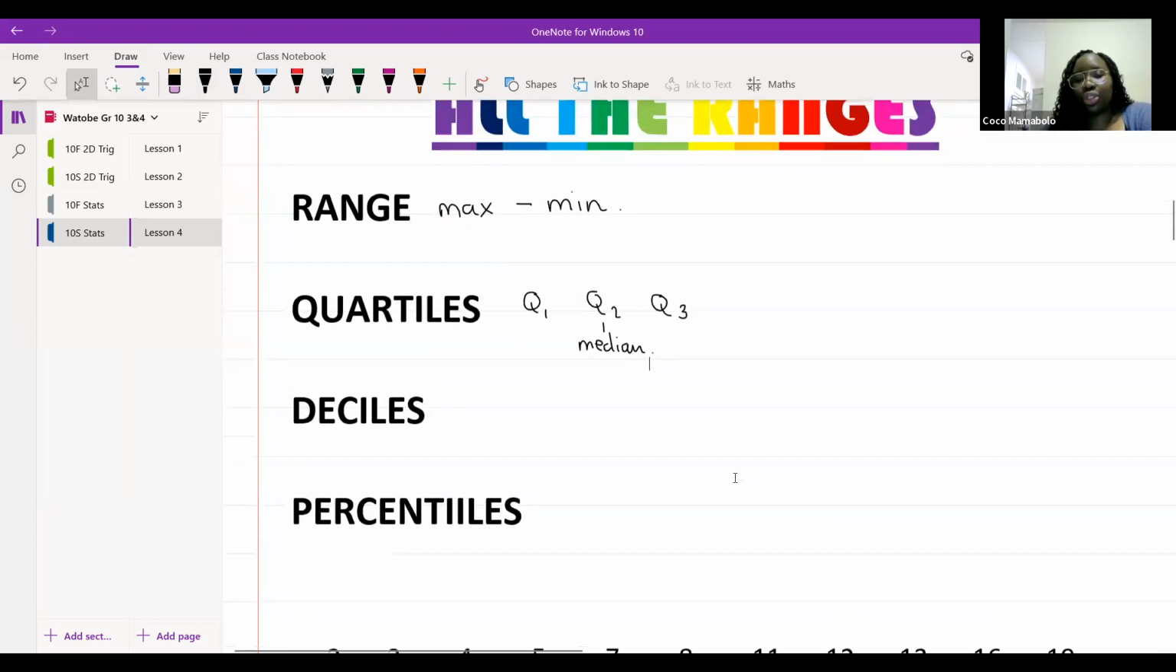What we're going to do today is we're going to organize our data in a 5-number summary. That's the first thing we're going to do. We're going to create a 5-number summary using our minimum, our maximum, Q1, Q2, Q3, and then we're going to move into something a little bit more challenging in today's lesson.